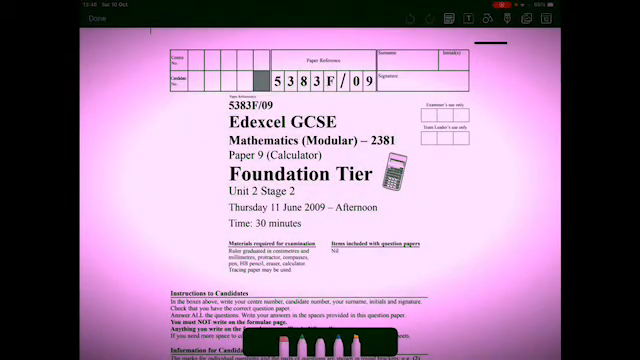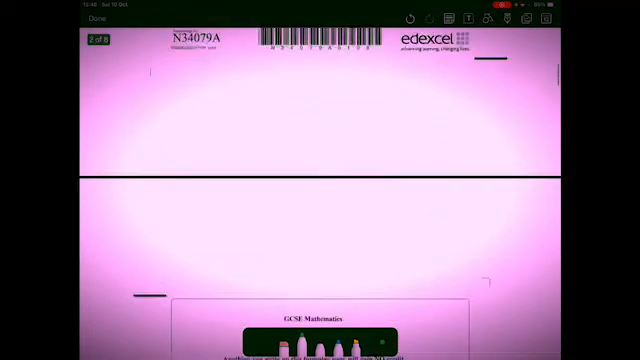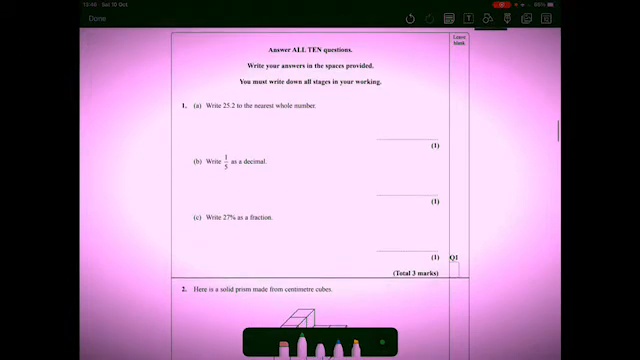Okay, here are the solutions to Unit 2, Stage 2. This is the main questions for the June 2009 revision paper. Calculators are allowed. Okay, let's skip straight to question 1.